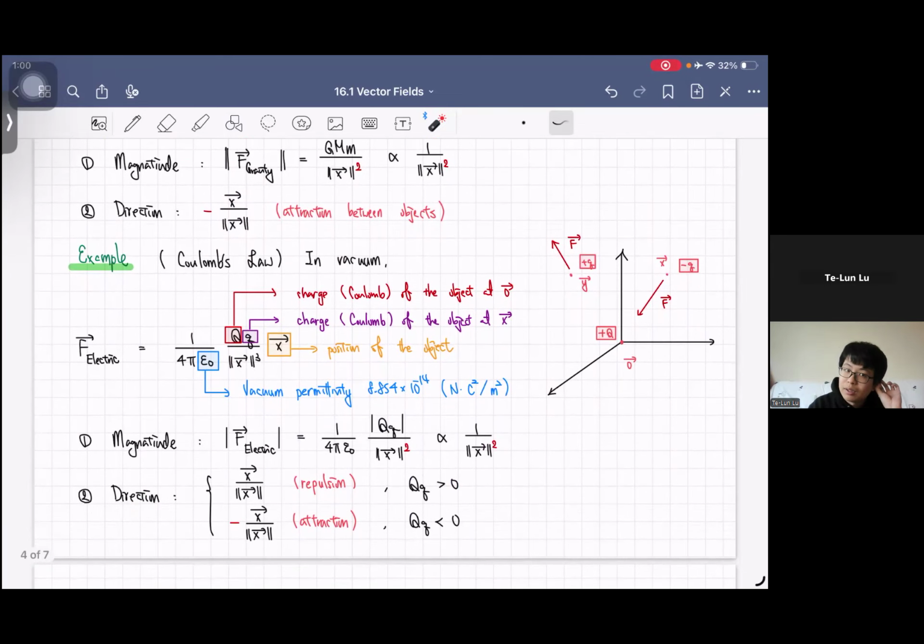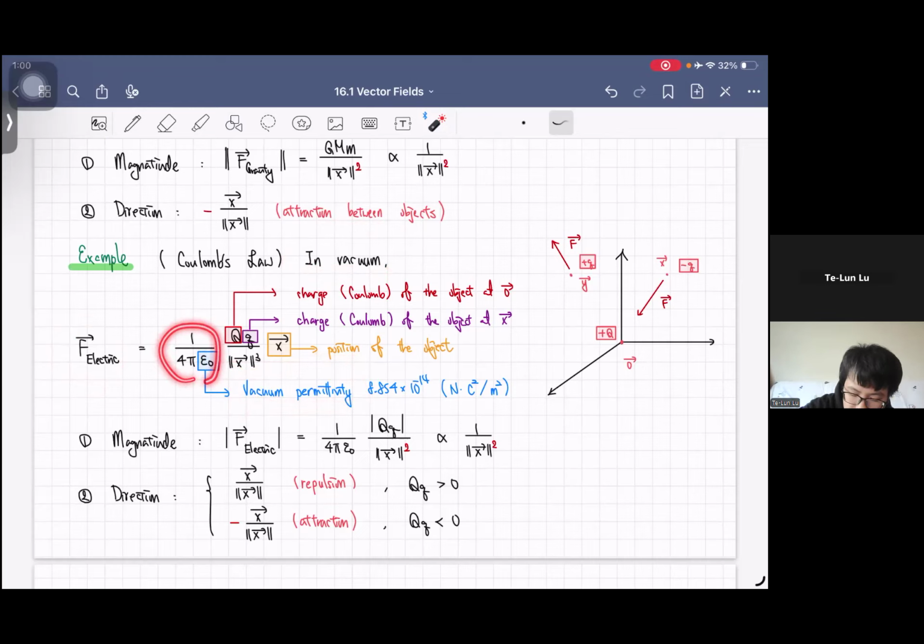The second example is a similar law. It is called Coulomb's law. So Coulomb's law describes how electric charges generate force towards or away from each other. So in vacuum, we can describe the force generated by electric charge by this formula. One over 4 pi epsilon naught. So this is just a constant. You don't have to care about that. The epsilon naught here is called the vacuum permittivity, but we don't really care about that.